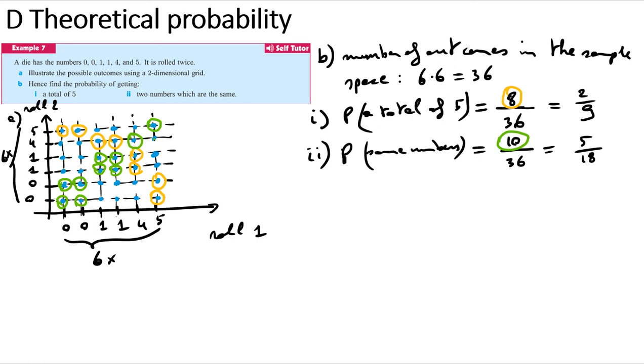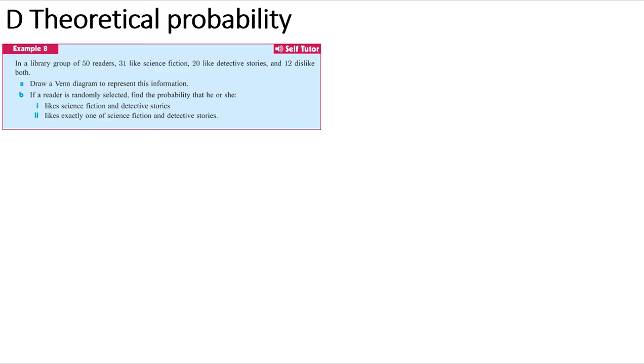Let's go to another example, example 8 in the book. In a library group of 50 readers, 31 like science fiction, 20 like detective stories, and 12 dislike both. You have to draw a Venn diagram to represent this information.